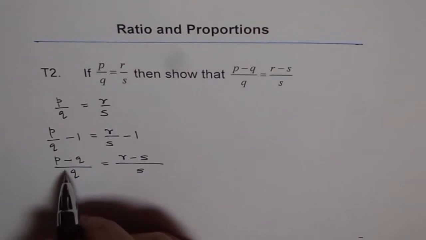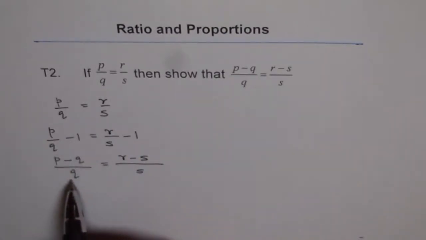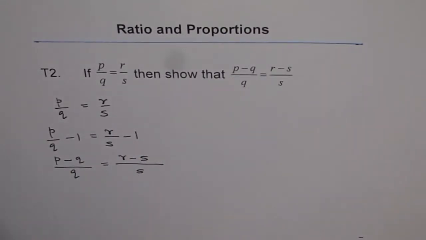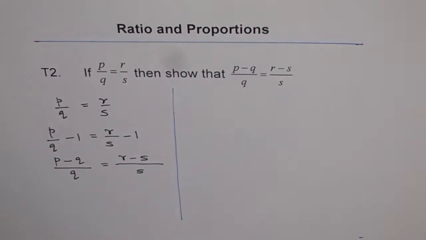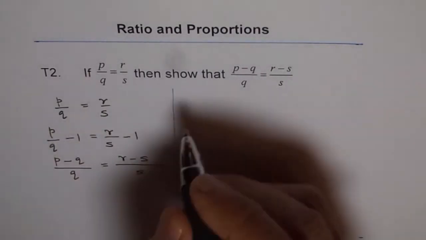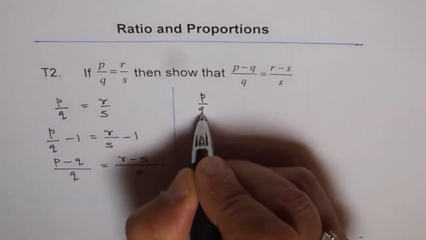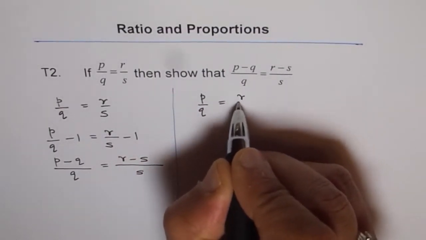Do you see that? So we get (P minus Q) divided by Q equals (R minus S) divided by S. So that is one way of doing it, right? So simple, but tricky. The other way could be, let's start with P over Q equals R over S.